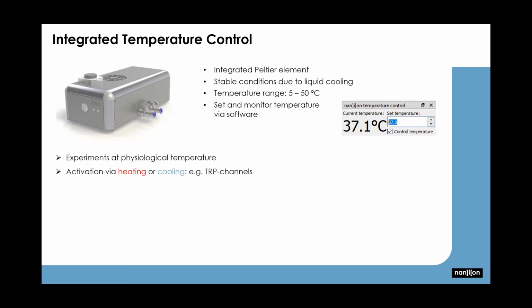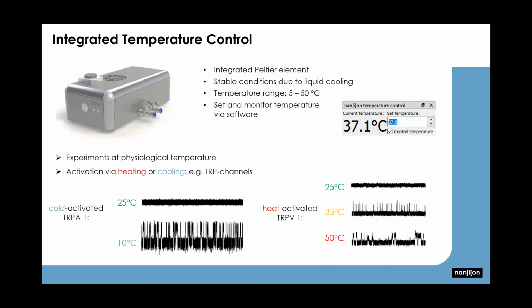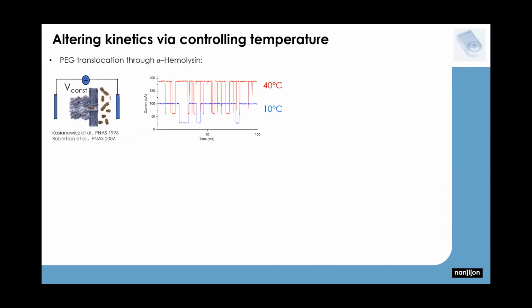And this is really beneficial because you can work at physiological temperatures, and you can work on species that are heat or cool activated, like TRP channels. For example, the cold activated TRPA1, you can activate it by lowering the temperature, or the heat activated TRPV1, you can activate it by actually raising the temperature. Or you could alter kinetics of a certain experiment.